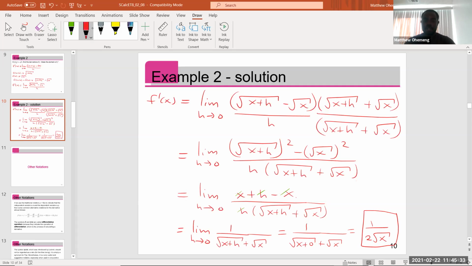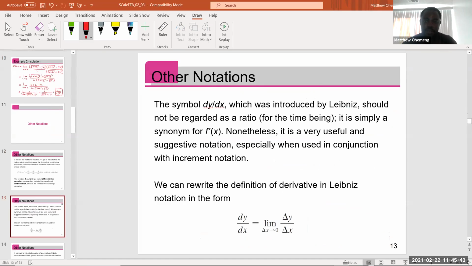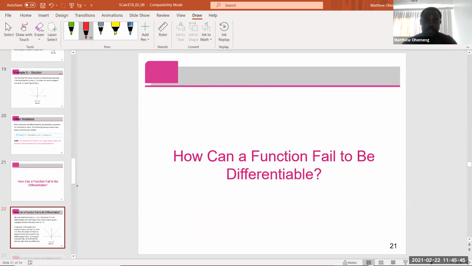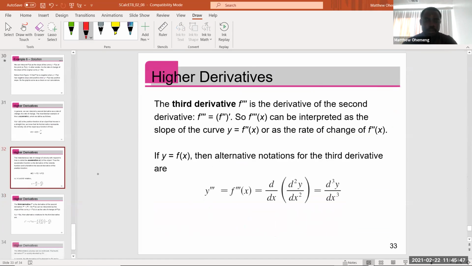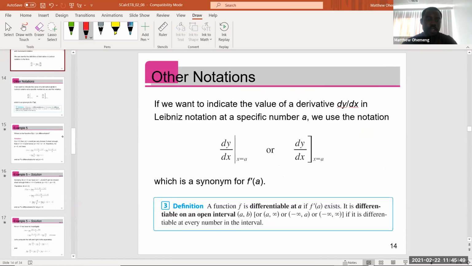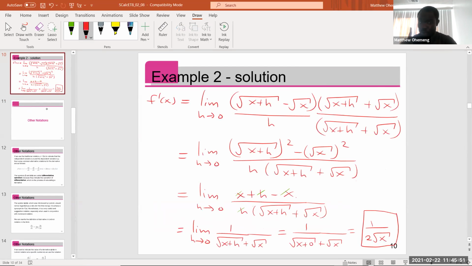Are you okay with this? Any questions? Okay. So that's it. Next time that we meet, we talk about the other notations, Leibniz and stuff, and when a function can be differentiable. So that's it for the lecture. Now, let me talk about the exam on Wednesday.